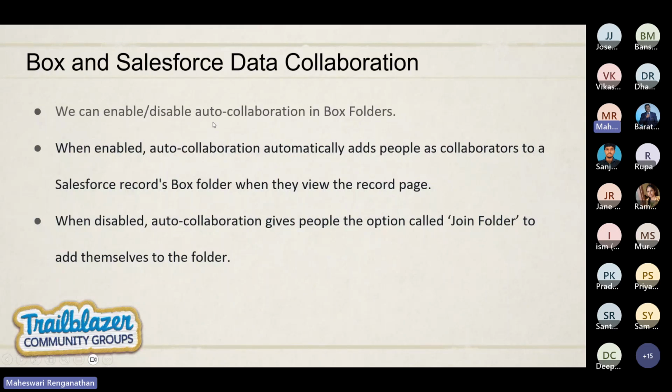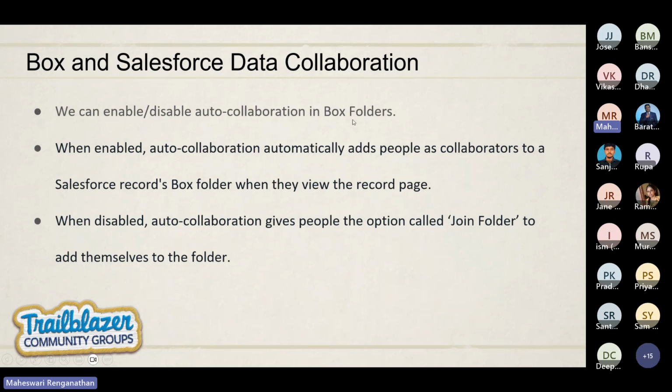There is no cost for that. But when we go for the prerequisites, we have the Box service account, which is the paid one. In the advanced setting, once we connect with the service account and the admin account, and all the prerequisite configurations are done, we will have the option called auto collaboration for the Box folders.